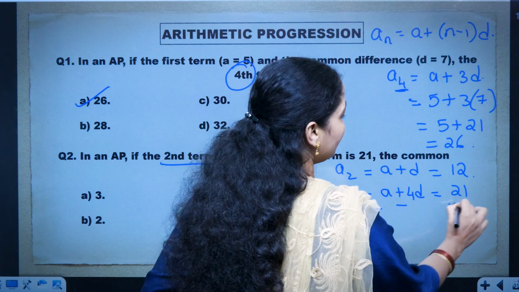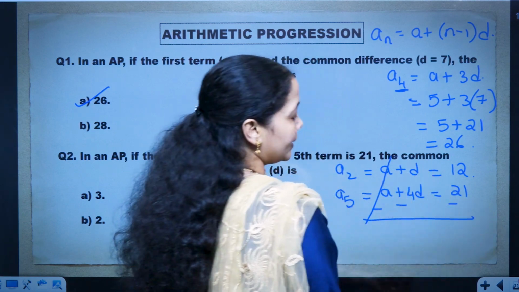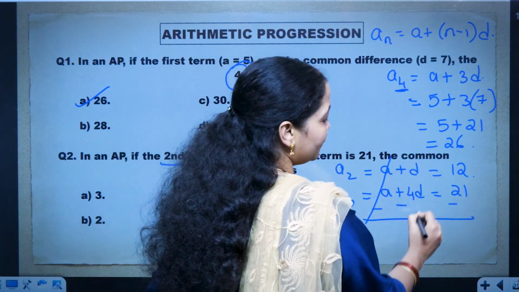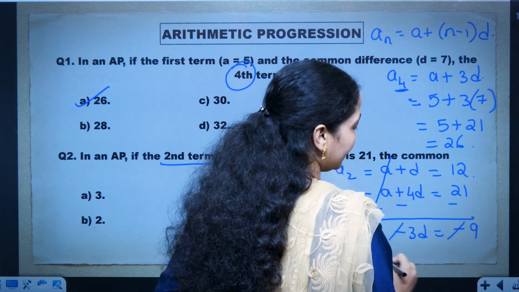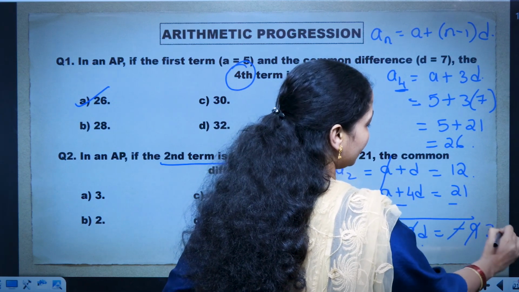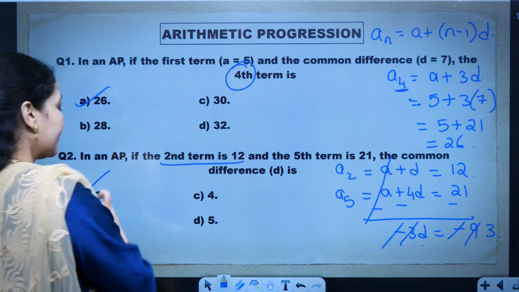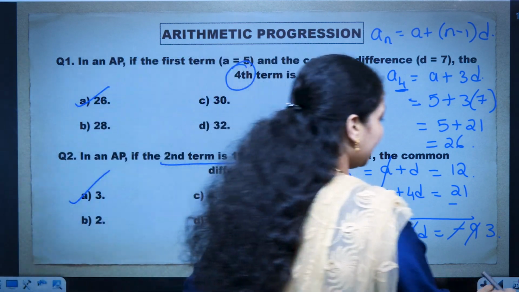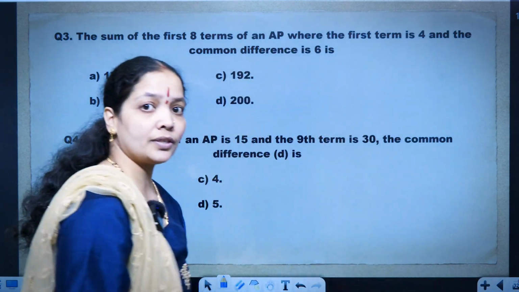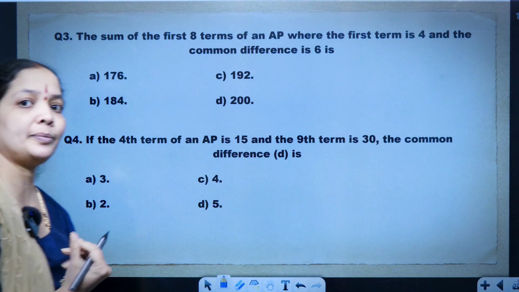Now let us subtract both the equations. A is getting cancelled. D minus 4D is minus 3D equal to minus 9. Negative, negative gone. 3 ones are 3, 3 threes are 9. So my common difference is 3. Option A is matching with the answer here. They can even further give a continued portion of the question. Read the question properly and solve it.